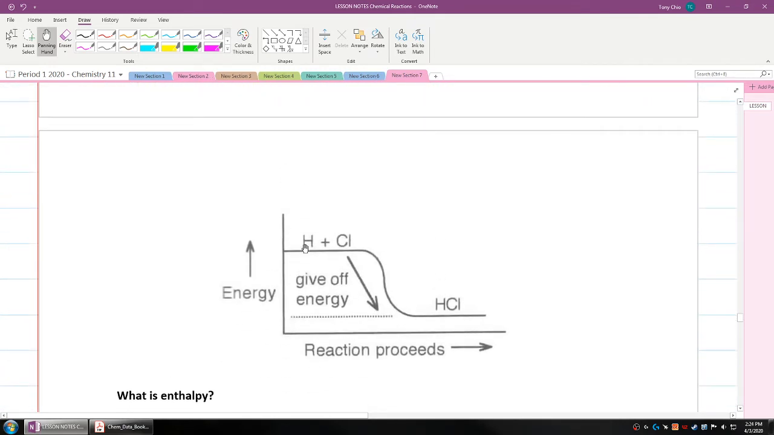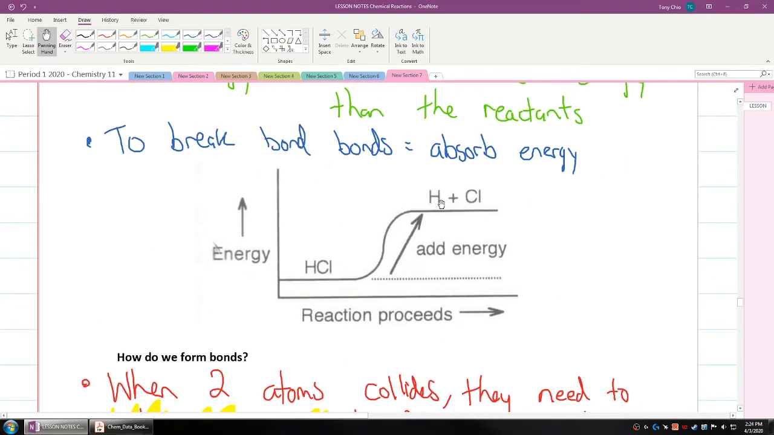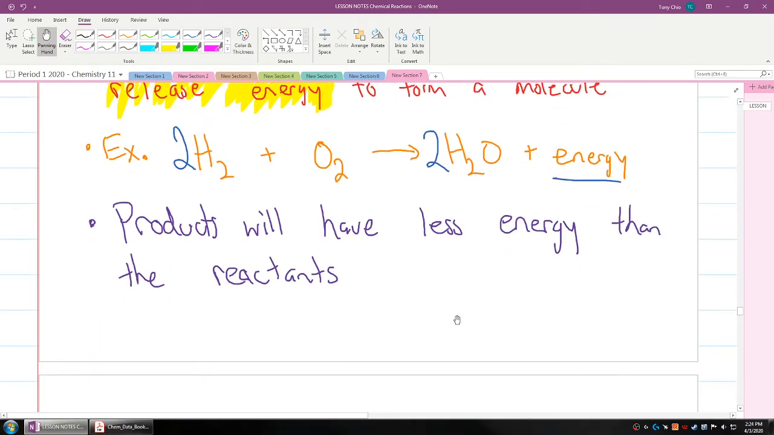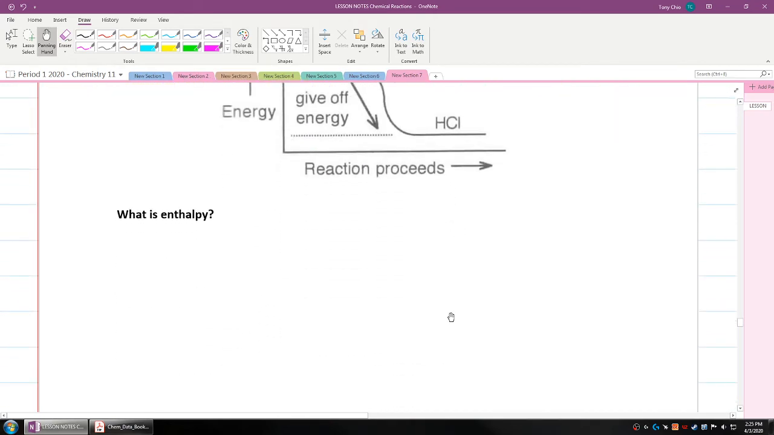So you see in this graph, you see that what's going on is that when hydrogen and chlorine comes together, they need to give off energy to form HCl. While the opposite was true in this previous example where the hydrochloric acid needed to add energy to break it apart into hydrogen and chlorine. So this is the example of what I mean by forming and breaking bonds.